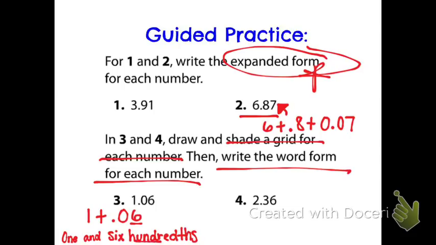The next thing you need to take care of is number 4. And for number 4, I want you to try doing that one on your own. Again, write it in expanded and word form. Don't worry about the grid. And have that ready to go in your notes.